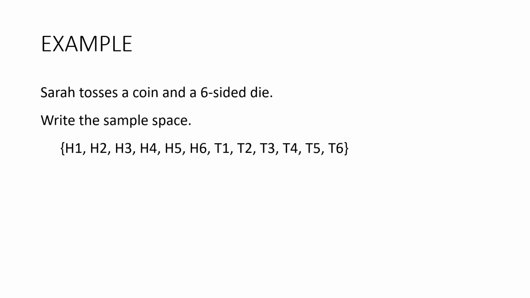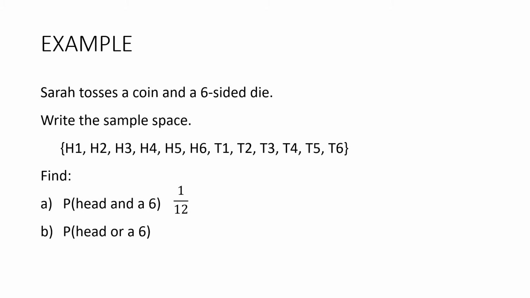So there they are. Heads and a 1, heads and a 2, heads and a 3, heads and a 4, heads and a 5, heads and a 6. Tails and a 1, tails and a 2, tails and a 3, tails and a 4, tails and a 5, tails and a 6. Let's find the probability that Sarah throws a head and a 6. There's only one way that that can occur, isn't there? So 1 out of 12.